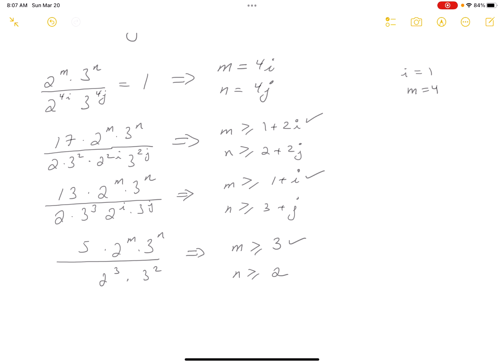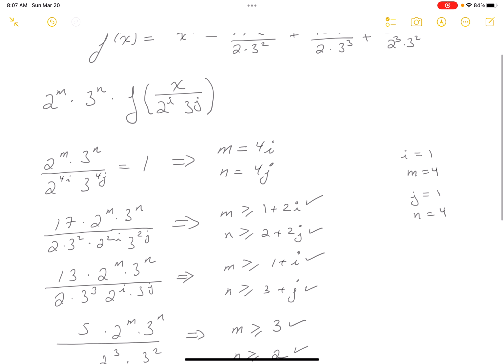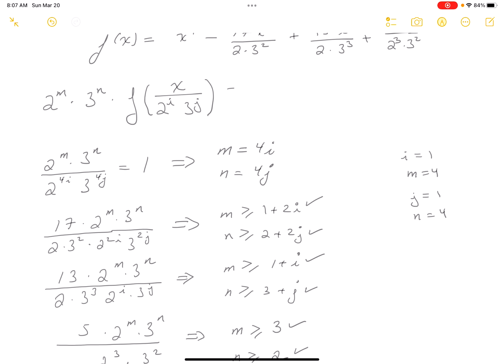Let's do the next one. Let's do J is equal to 1. What would N be? M would be 4. Right? Is this condition met? Well, 2 plus 2 is 4, and 4 is greater than or equal to 4. That condition is met. How about this one? 3 plus 1. Yeah, it's met. How about this one? Yes. So I found it. So what did I find? I found the I, the J, M, and N. I'm going to go back up here and write that down now.